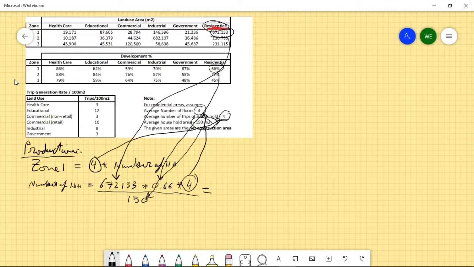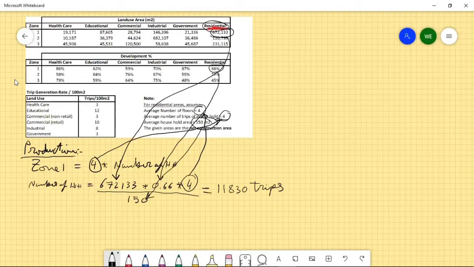So how many households do we have here? Can someone calculate on a calculator? Just a second. Okay, based on this, we have 11,830, about 11,800. We can say 11,830 households. These are the generated trips. This is the production.